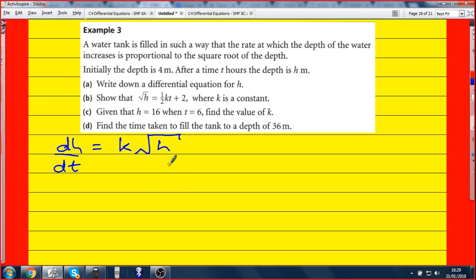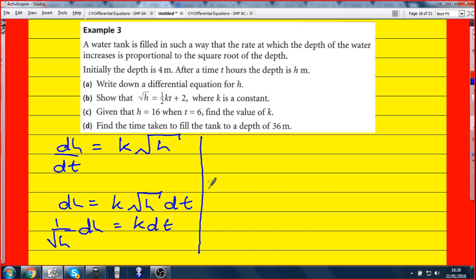Okay, so now using our splitting the variables method, how would we get an equation for H in terms of T? Yeah. And K is just a number, just a constant.